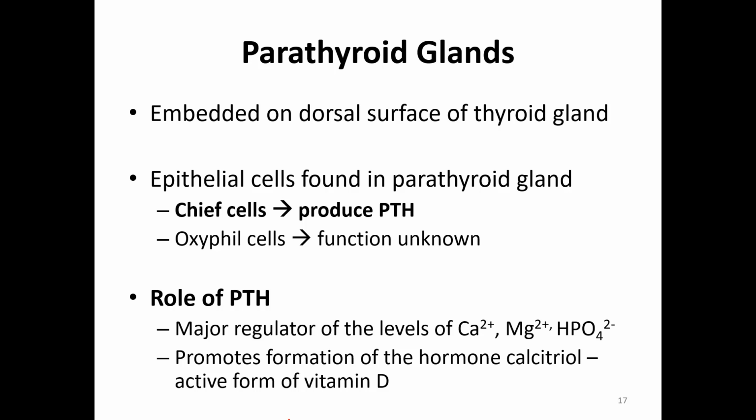You might recall that the parathyroid glands are embedded on the dorsal surface of the thyroid gland. We know that dorsal is a term that we apply to the back or the posterior surface. So they're embedded on the back side of the thyroid. And if we're thinking about the shape of the thyroid gland, it would be on the lateral lobes, right? So embedded on the back surface or the posterior surface of the lobes of the thyroid gland.